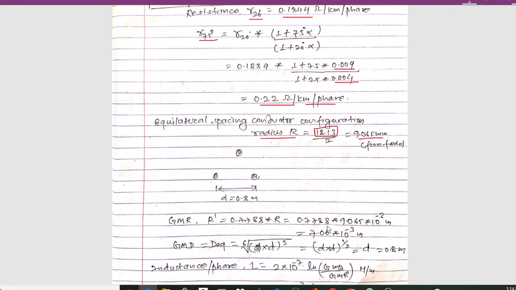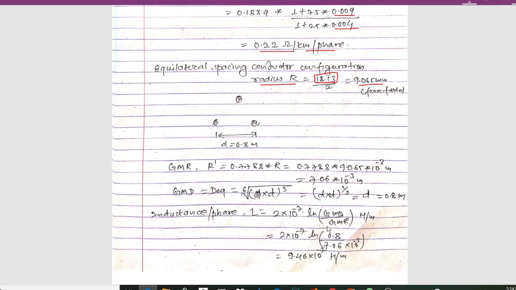Now the conductors are spaced in an equilateral triangle form. For that, the GMR will be R dash equal to 0.7788 into R, and the value of R we just obtained is 9.065 mm. So 9.065, and for mm we multiply by 10 to the power minus 3 meters. Once we calculate, we get the GMR as 7.06 into 10 to the power minus 3 meters. Similarly, we can calculate the GMD.